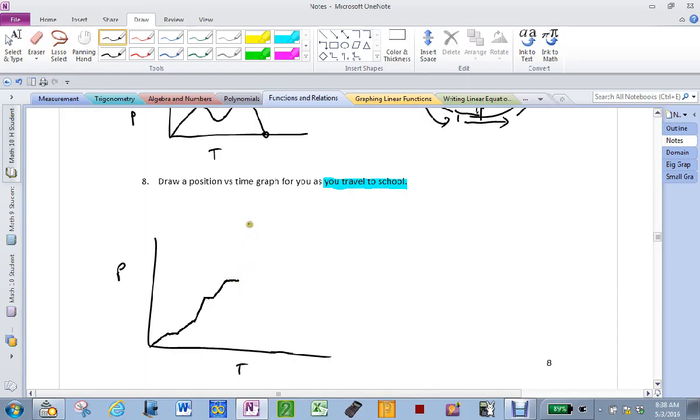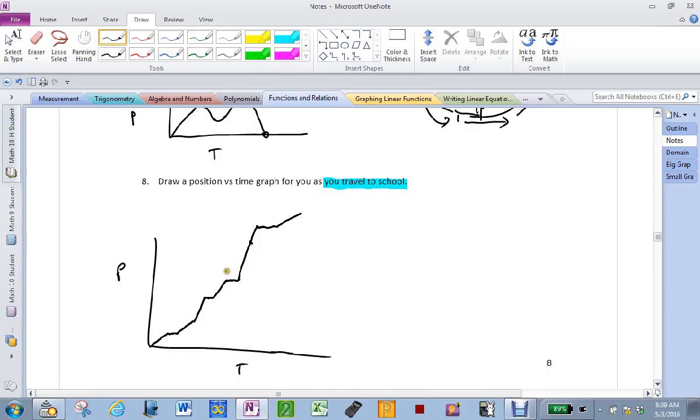Very steep, covering a lot of position in how much time? Very little. I'm on the highway. I'm flying down the highway, yeah? Then what happens? Then I hit Abbotsford. I almost come to a complete stop at the roundabout, so it's a little line. Lots of time passes. Then I'm back on the road. Then I'm at school. That's what mine would look like.